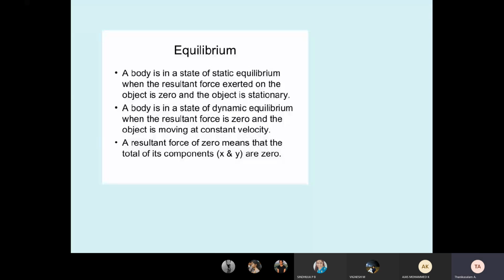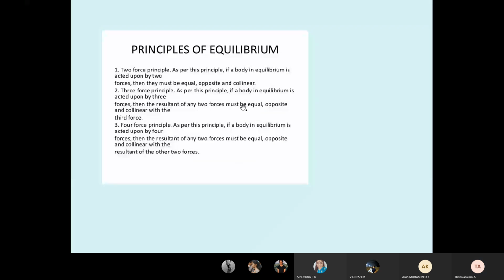When any body rotates, we need force. But in the rotating fan, the resultant is 0, because the resultant force is balanced with another force. That's just equilibrium. This is static and dynamic equilibrium. Okay, these are the two definitions. Then principles of equilibrium.